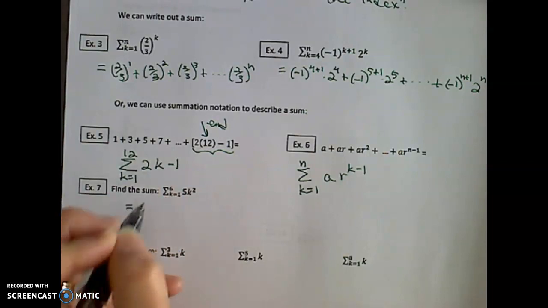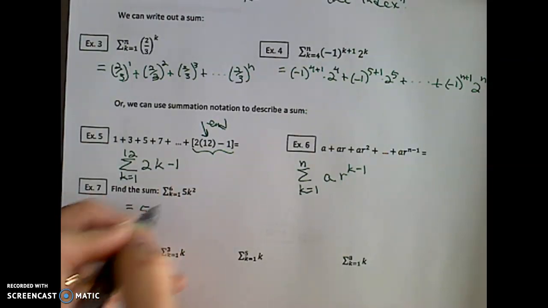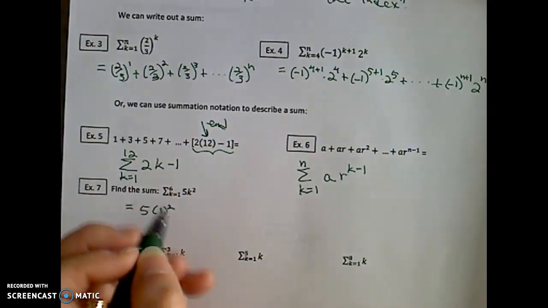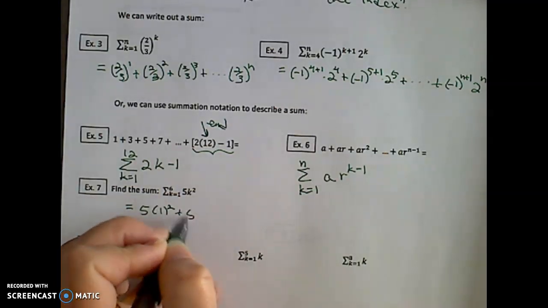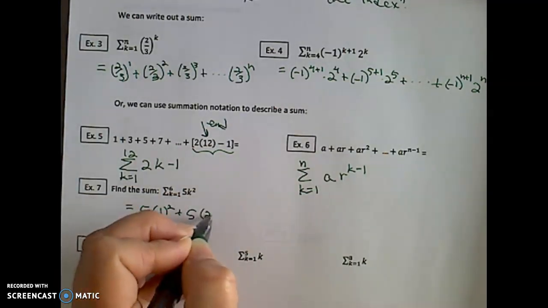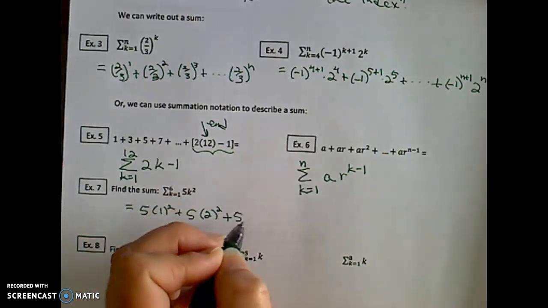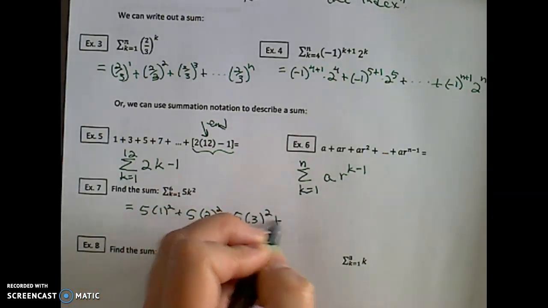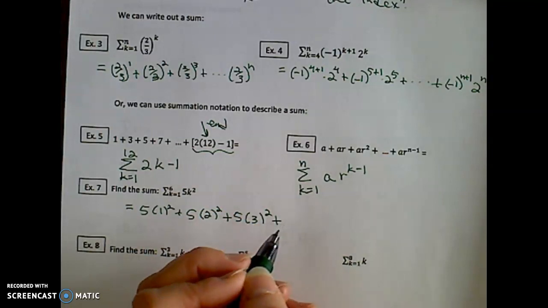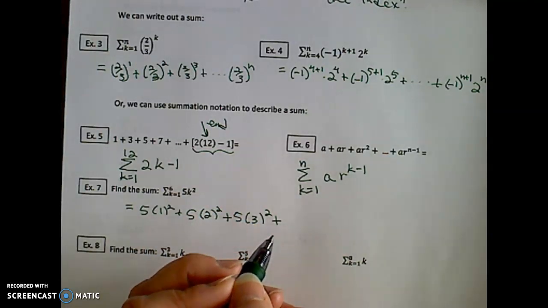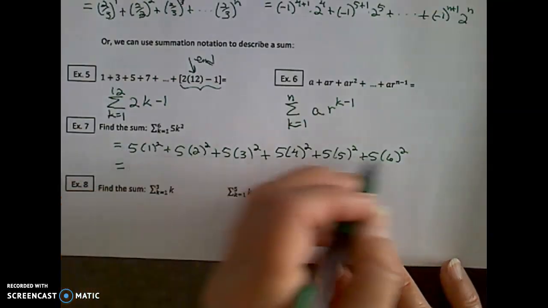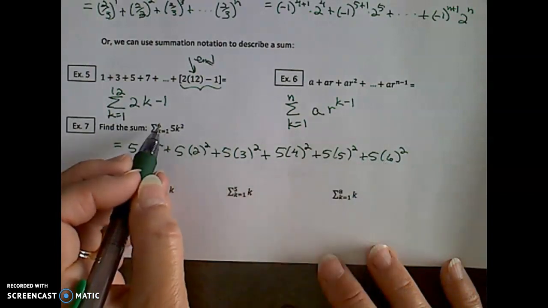Let's expand that if we could. So that is 5 times, starting at 1, 1 squared, plus 5 times, plugging in k, 2 squared, plus 5 times 3 squared, plus all the way up to 6. I'm going to pause and expand that. Expanded, that sum looks like this, starting at 1 to 6.